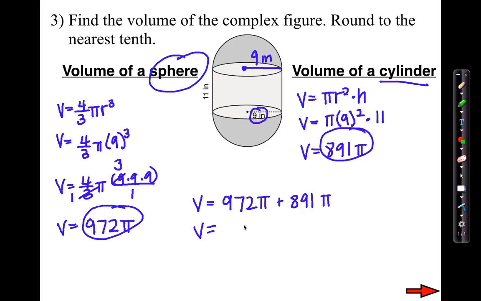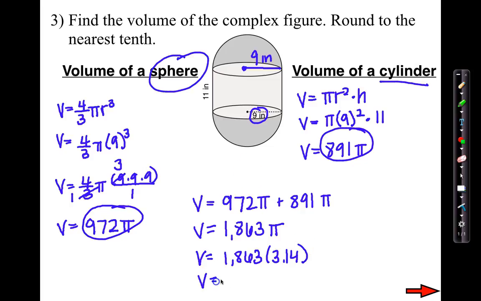972 plus 891, which is going to give us 1,863. And again, don't forget pi. Since we're allowed to use calculators, let's plug that in, 1,863. Instead of pi, let's put 3.14. Plugging that into a calculator, we're going to put 1,863 times 3.14.